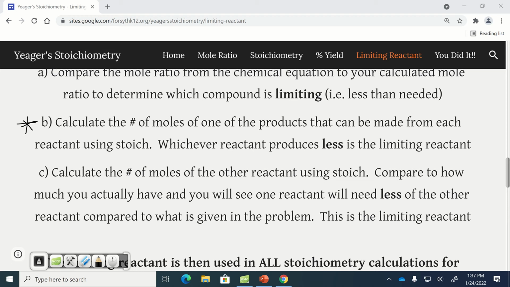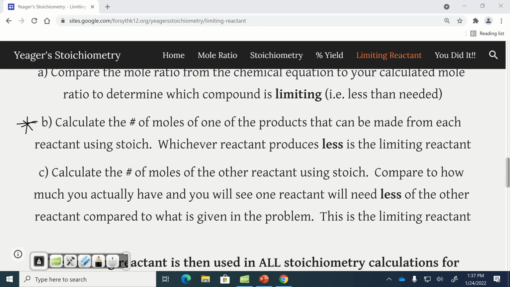Calculate the number of moles of one of the products that can be made from each reactant using stoichiometry. So in other words, use your moles of oxygen and figure out the amount of water that would be produced. Use your moles of hydrogen separately and figure out the number of moles of water that can be produced. Whichever reactant produces less is the limiting reactant. So it does involve two quick little stoichiometry conversions, okay?